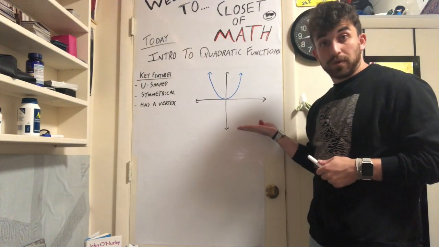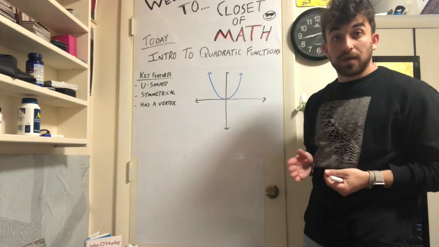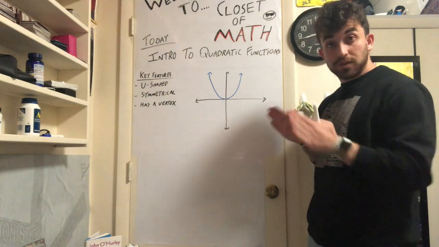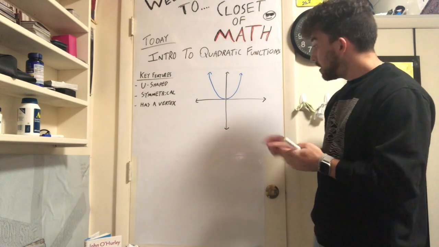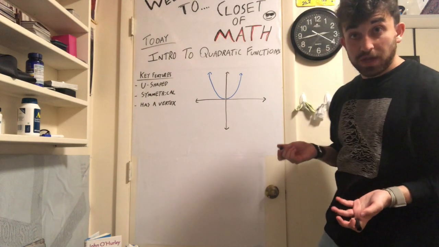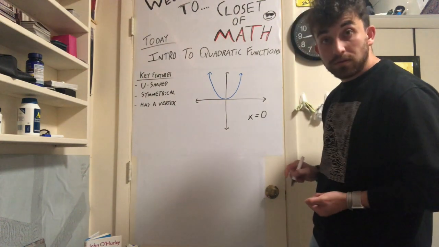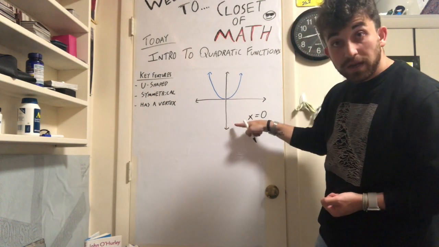So in this example, the axis of symmetry, the line that I would need to fold over to make the two halves match up, is just the y-axis. And the equation for that line is x equals 0. That's this line right here.